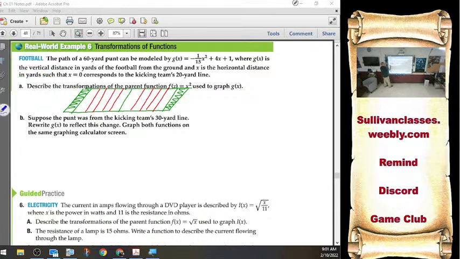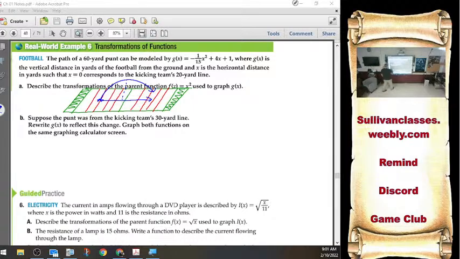They're saying that stick figure Steve is going to be at the kicking team's 20-yard line. So he's back here. He's going to kick the ball. And the height of the ball and the horizontal distance are going to be my g of x and x. Better if you see it drawn out, right? Describe the transformations. Here's an equation. Put it in transformation form.